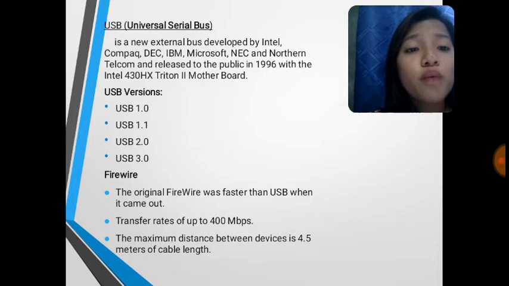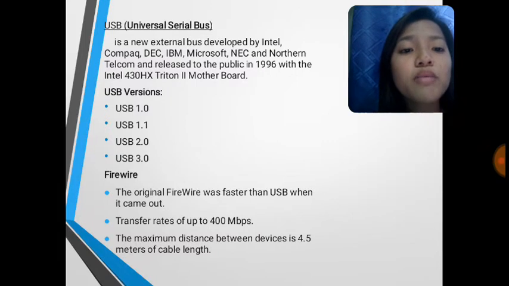FireWire. The original FireWire was faster than USB when it came out. The transfer rate is up to 400 Mbps. The maximum distance between devices is 4.5 meters of cable length.